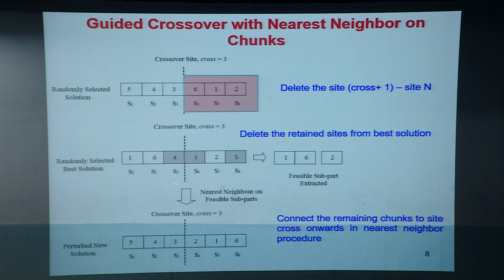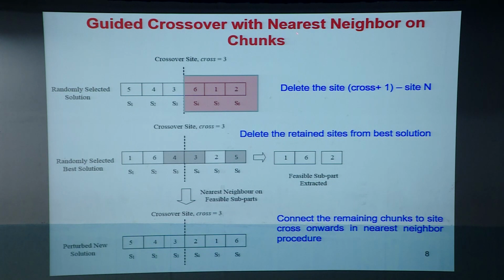Now in the second parent, all these cities which are retained in the original parent 1 are identified here. So these are 4, 3, and 5, and these are again deleted from the base solution. So if you delete these 4, 3, and 5, whatever the remaining city sequences are, are nothing but the remaining cities which have to be here, isn't it? So if we delete them, we get the chunks 1, 6, and 2. And then the chunks are connected from this crossover site onward in a nearest neighbor manner.